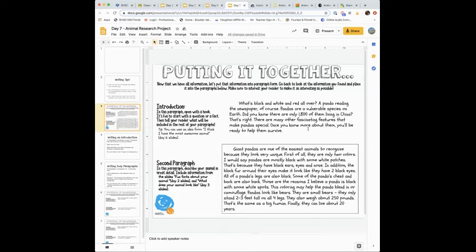Let's take a look at the final paragraph, and then I'm going to give you some hints and ideas of how I wrote that. What's black and white and red all over? A panda reading the newspaper, of course. Pandas are a vulnerable species on Earth. Did you know there are only 1,800 of them living in China? That's right. There are many other fascinating features that make pandas special. Once you know more about them, you'll be ready to help them survive.